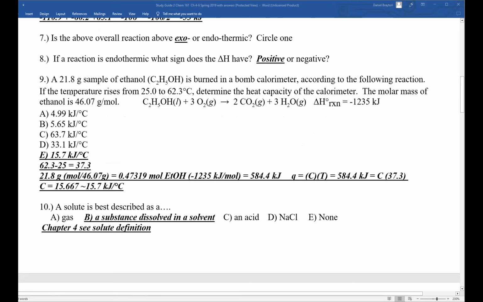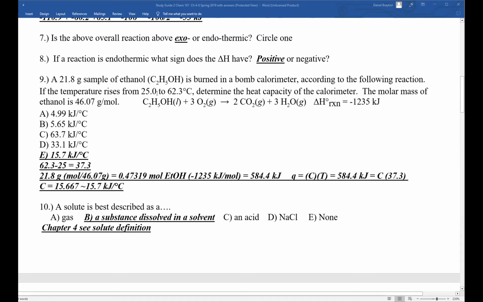Number 9, we've got 21.8 grams of ethanol burned in a bomb calorimeter. So that's that device we looked at where it's basically an explosion contained in a metal cylinder. So no volume change means no work. Here's the temperature. It rose. Determine the heat capacity of the calorimeter. And then they gave you the molar mass. So you don't need to, you shouldn't be spending time looking that up or calculating it on a test.